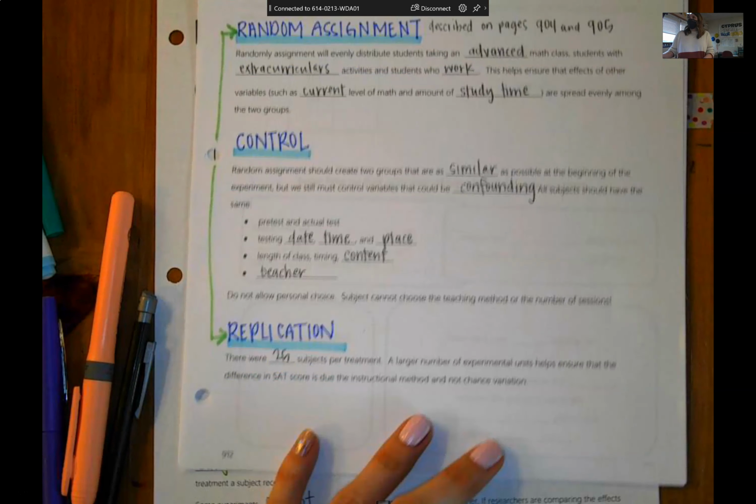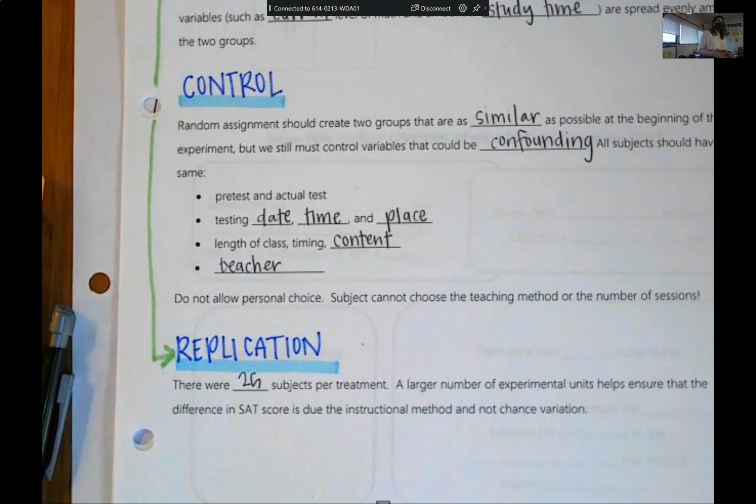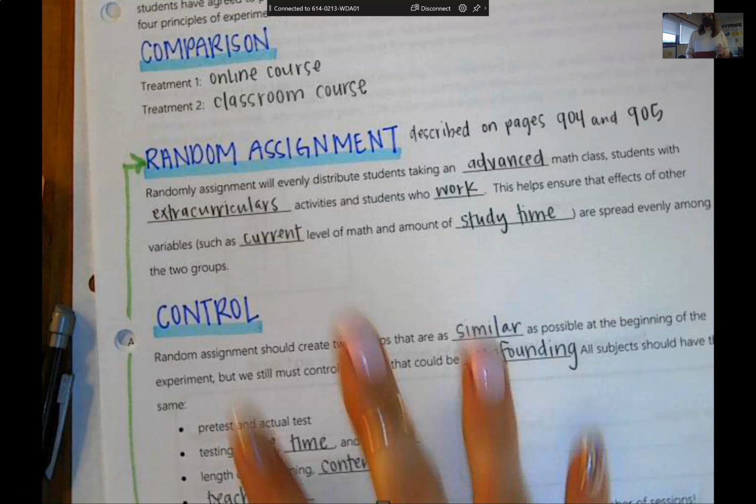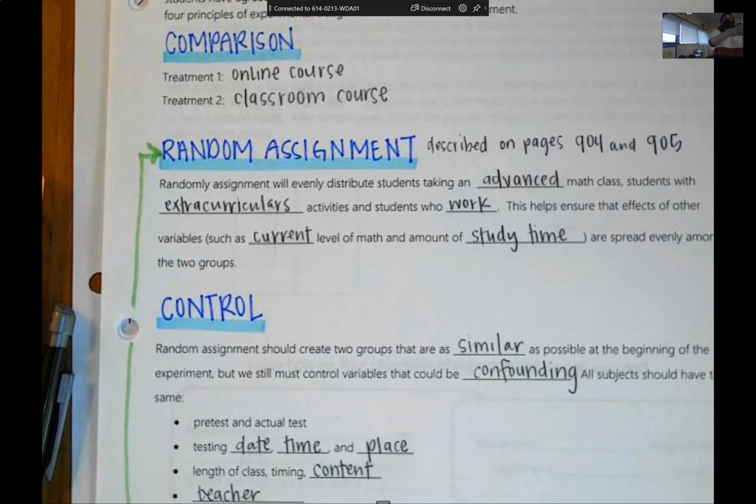So replication is saying when you include as many subjects as you can, the closer you get to it actually looking like the population. So the more people you include, the more information you have, the closer you get to looking like the population. Then you double down on that with random assignment to make sure that the subjects you have that look like the population are then assigned to the groups and they still look like the population. You don't want to get a bunch of the advanced math kids in one group on accident and then a bunch of work kids in the other one.